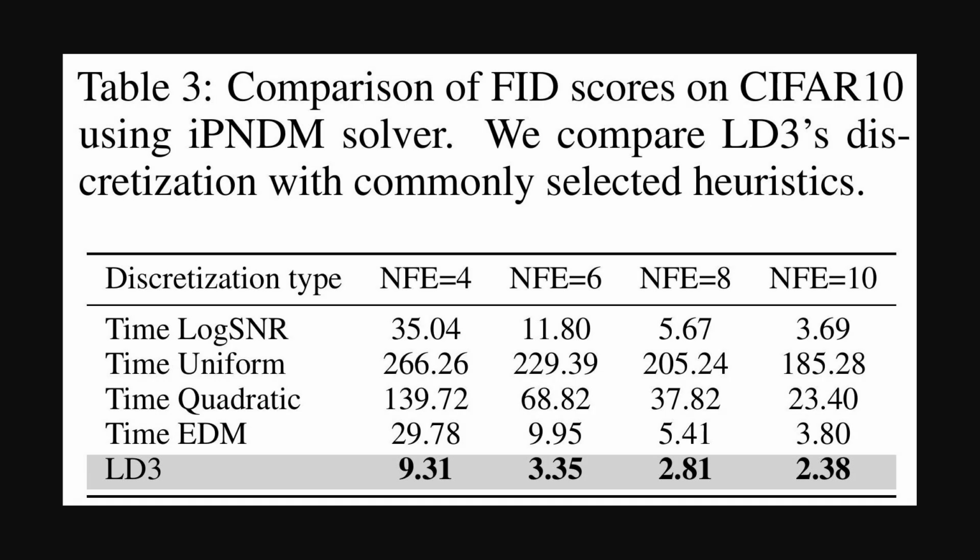Okay, so following up on that CIFAR10 result with the IPNDM solver, this table compares LD3 not against other learned methods, but against common heuristic time step selections, like time log, SNR, or time uniform. Well, LD3 consistently achieves the best FID scores across all NFEs shown. Look at NFE equals 4 again. LD3 gets 9.31, while the best heuristic is nearly 30. It really highlights the benefit of learning the discretization.